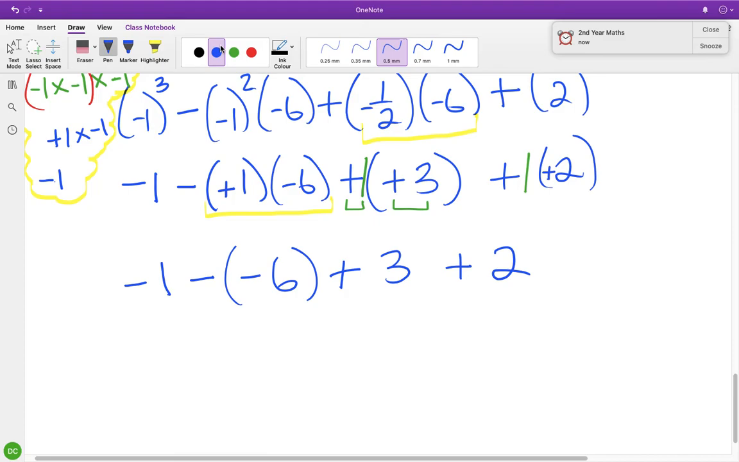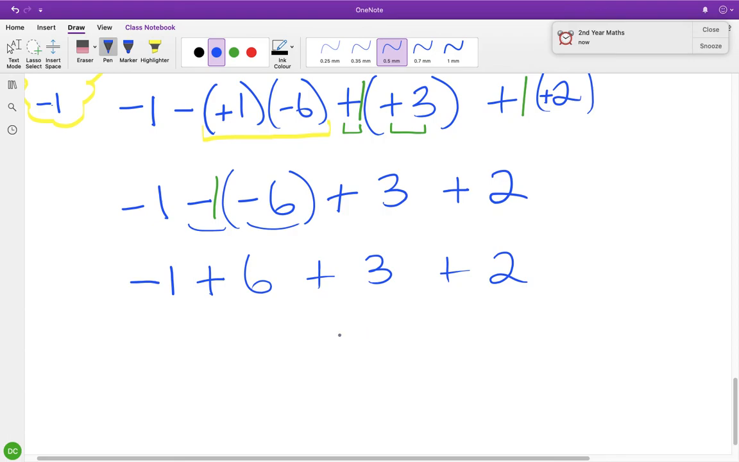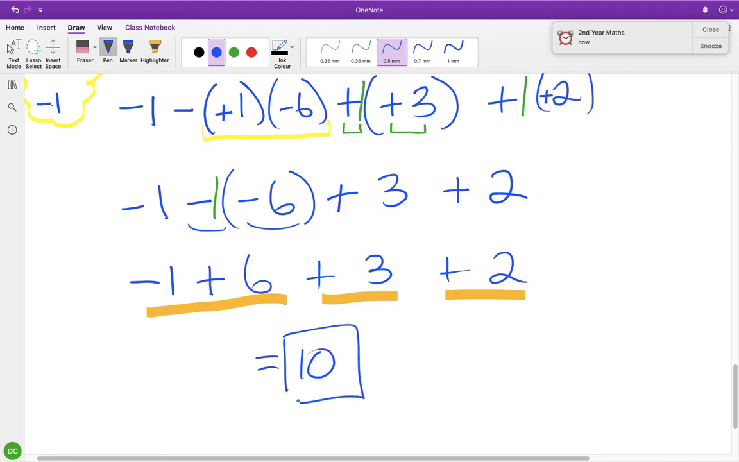Nearly there. So my minus 1 is there. Now here again, look, minus with nothing means there's an invisible 1. So now I'm multiplying minus 1 by minus 6. Signs are the same, so I get a plus. 1 by 6 is 6, and then I have plus 3 and plus 2. So I have finally gotten rid of all my brackets, which means you can just add this all up. We'll do it step by step. Minus 1 plus 6 is 5. Add another 3 is 8. Add another 2. The answer is 10.